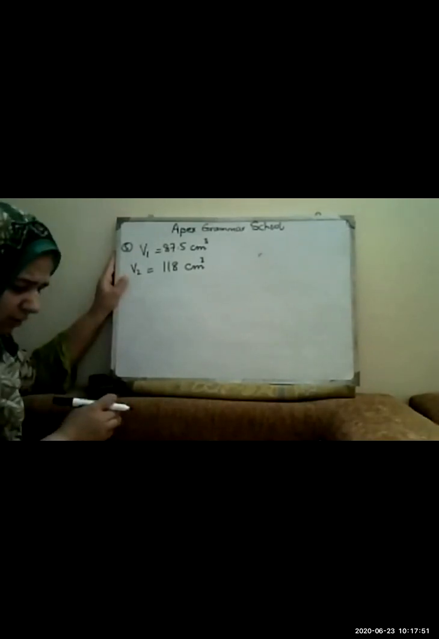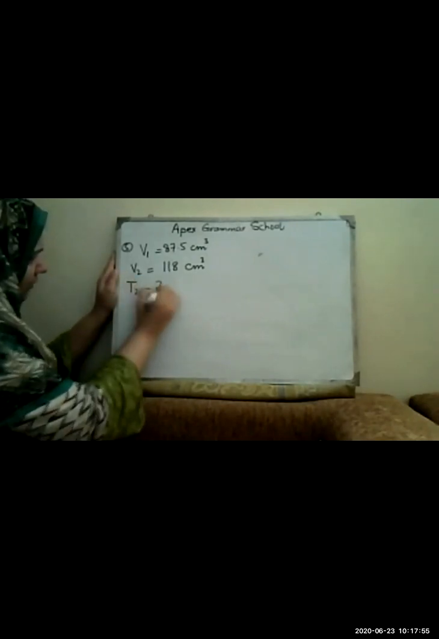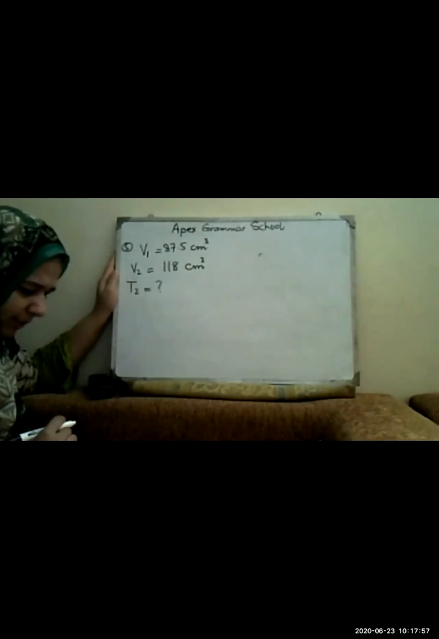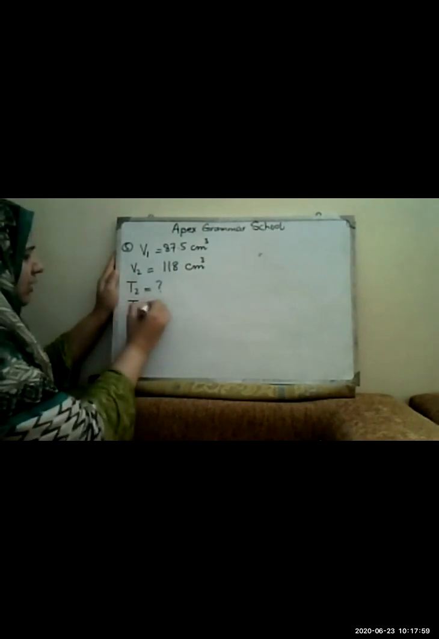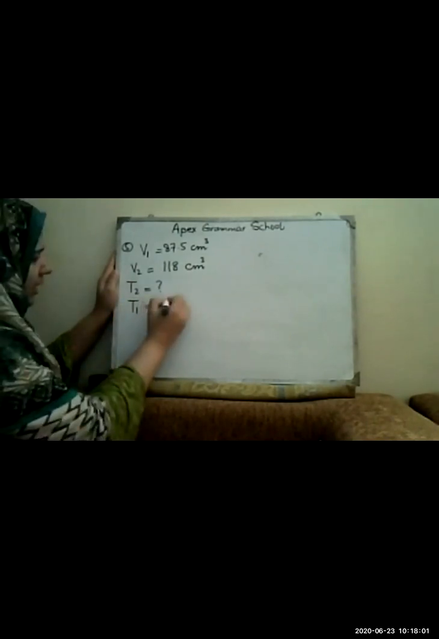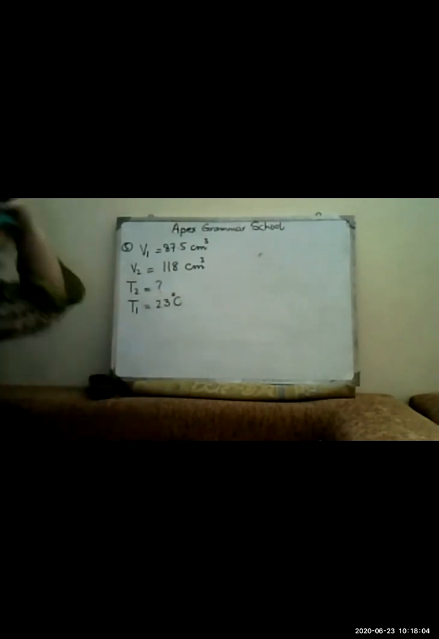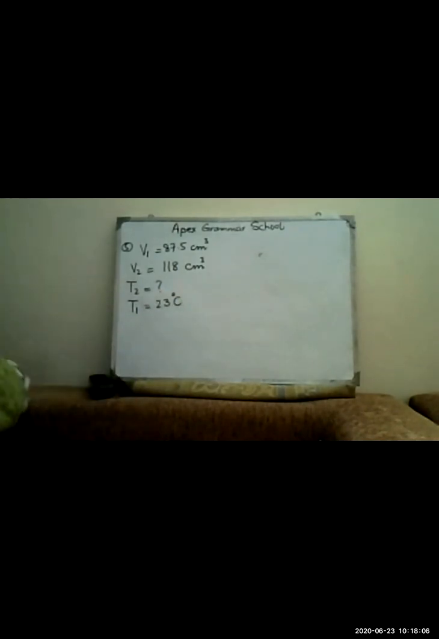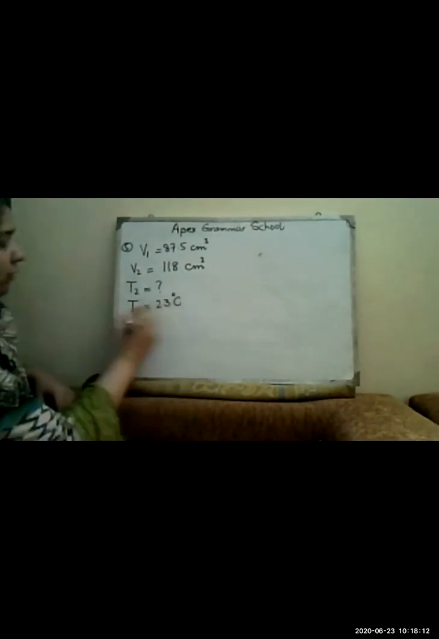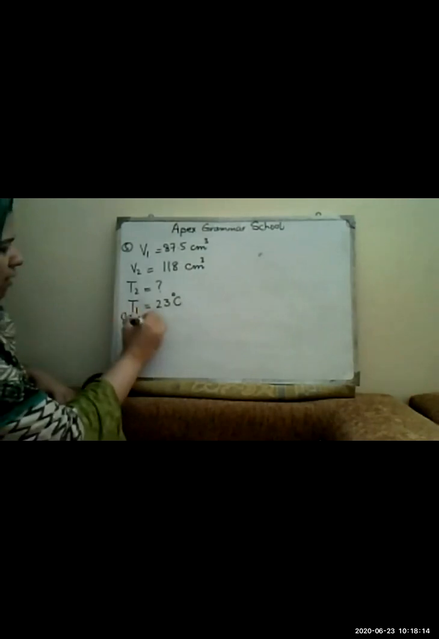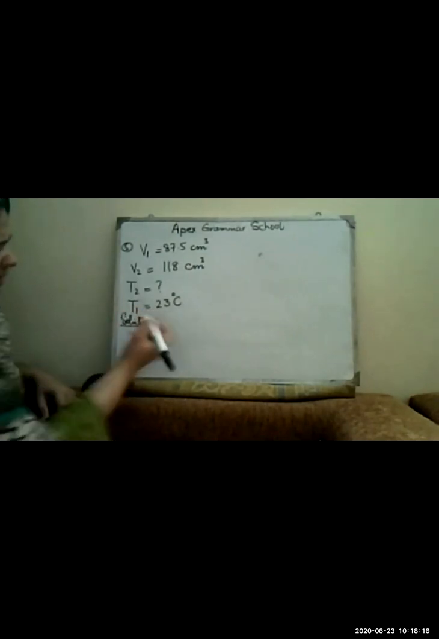So what could be the final temperature? Means we have to find out T2, the final temperature, if the initial temperature T1 is equal to 23 degrees centigrade. Now the temperature is already in degree centigrade. We don't need to go into another unit. So we will start doing it. But if it is Kelvin, then we first have to convert it into the other one, degree centigrade.